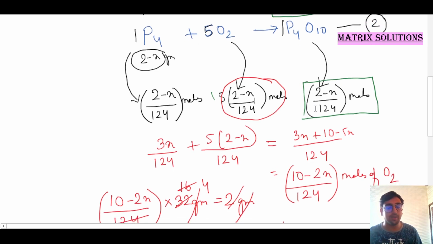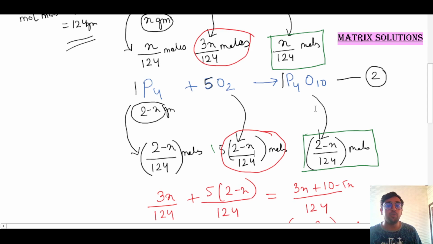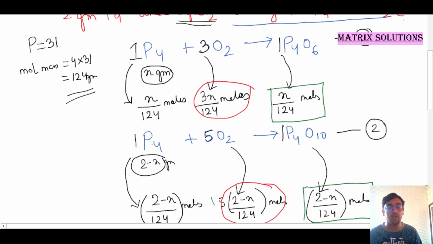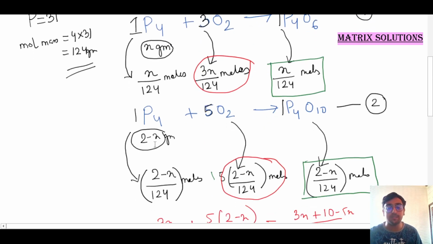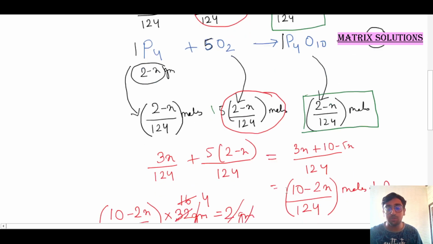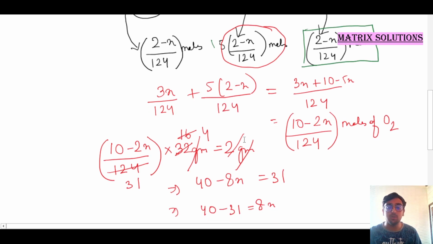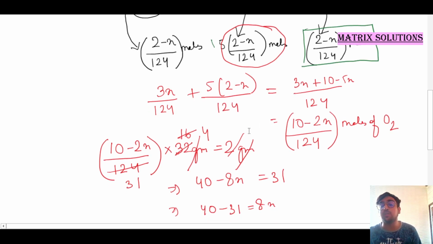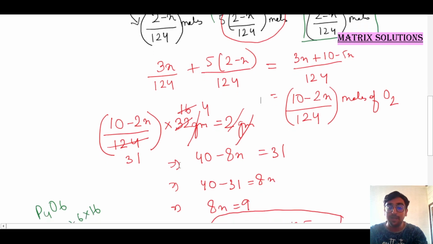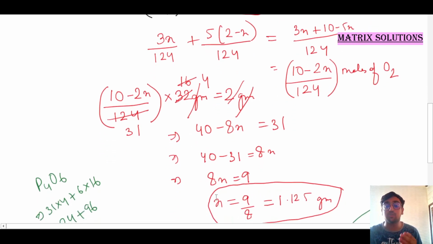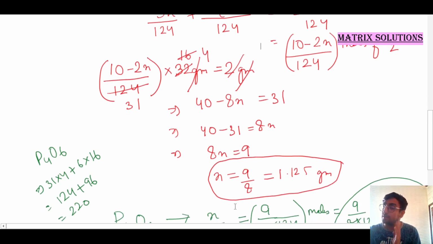Okay, great. So we know the amount of oxygen that is being formed is 3X by 124 and another is 5 multiplied by 2 minus X by 124. The total number of moles of O2 that is being formed is 10 minus 2X by 124. It is in moles, but we have to convert it to gram because the amount of oxygen present in the reaction is 2 gram. So this multiplied by 32 grams is your 2 grams. So we have solved the equation. X comes 9 by 8.